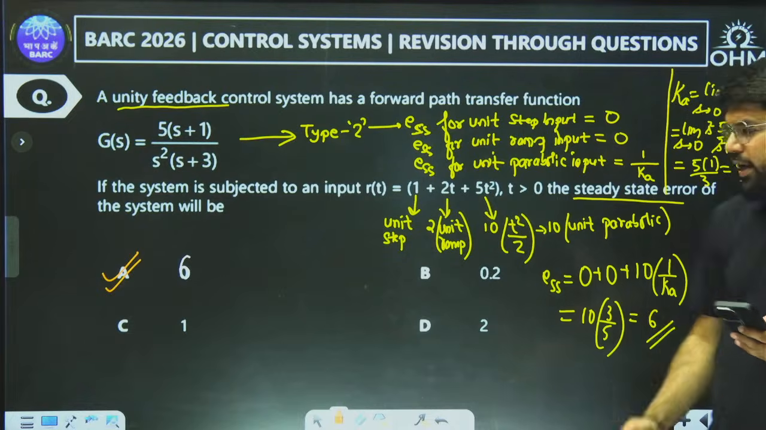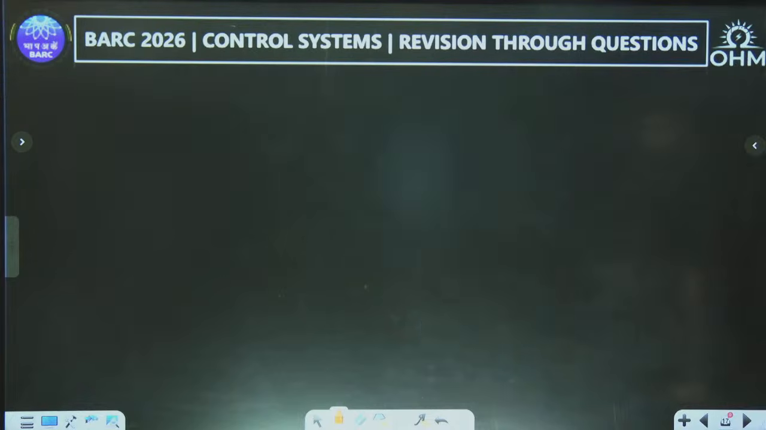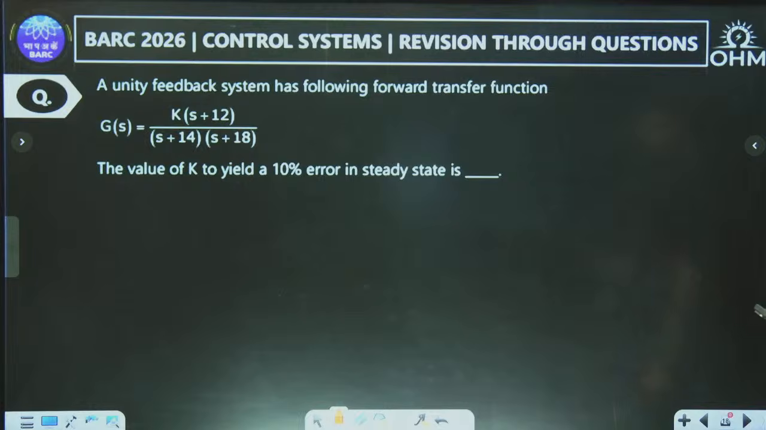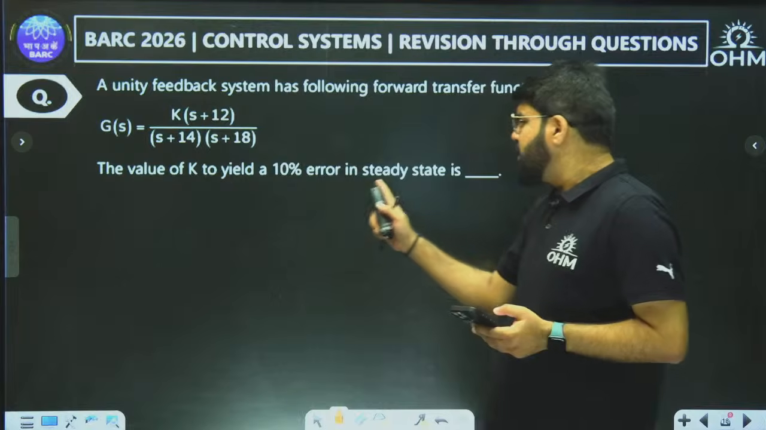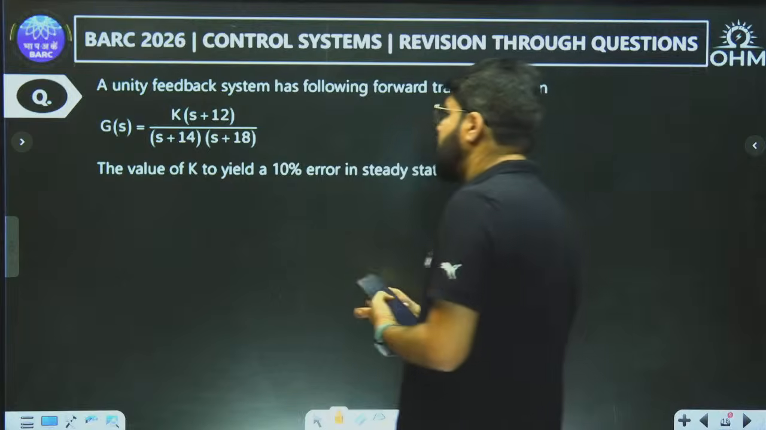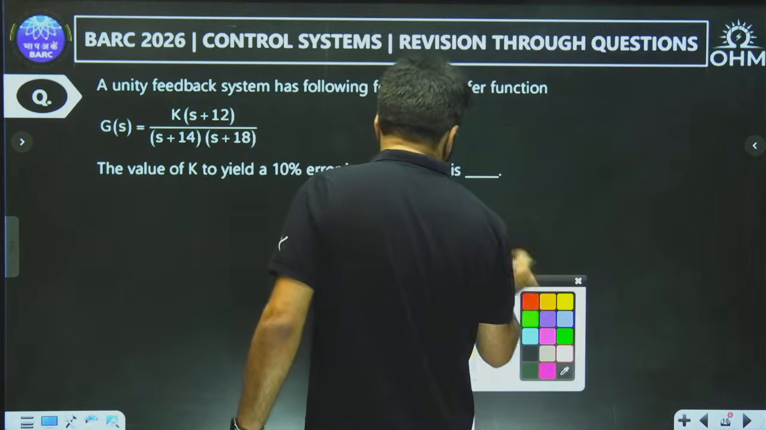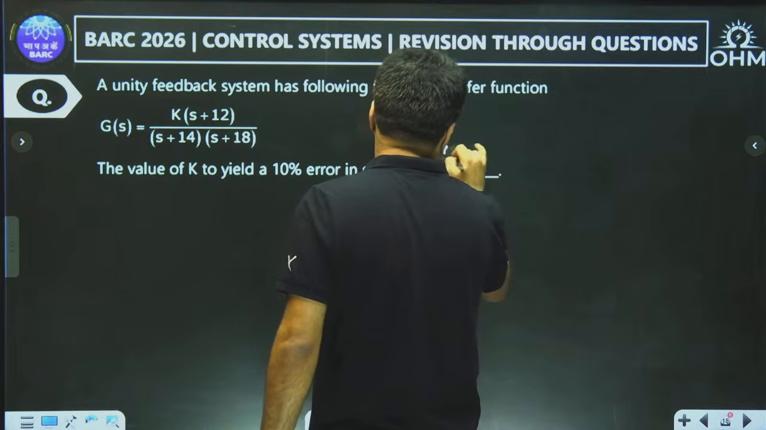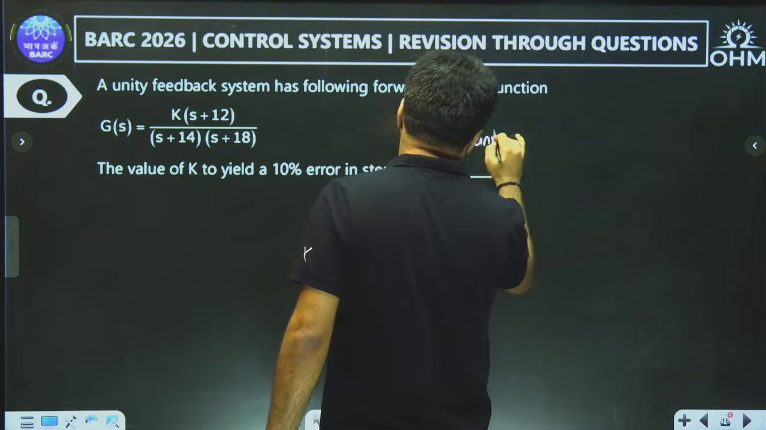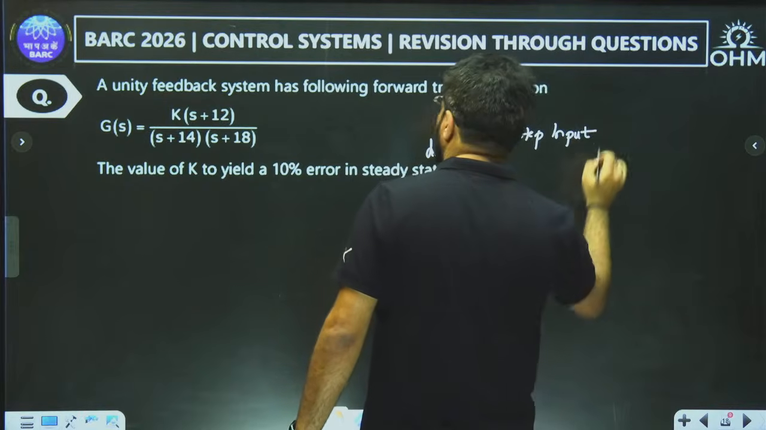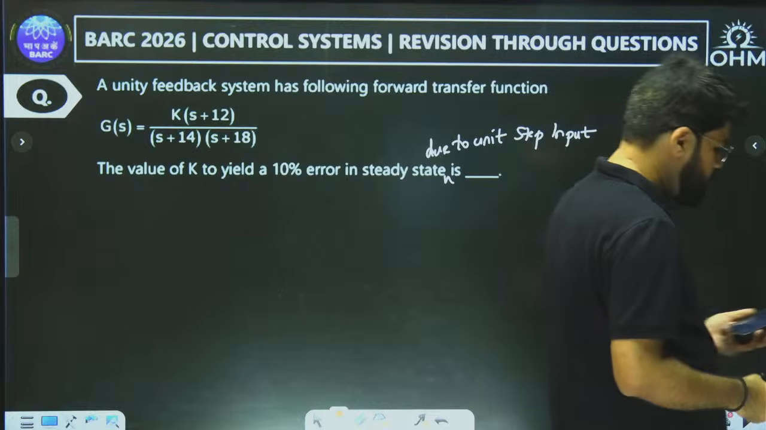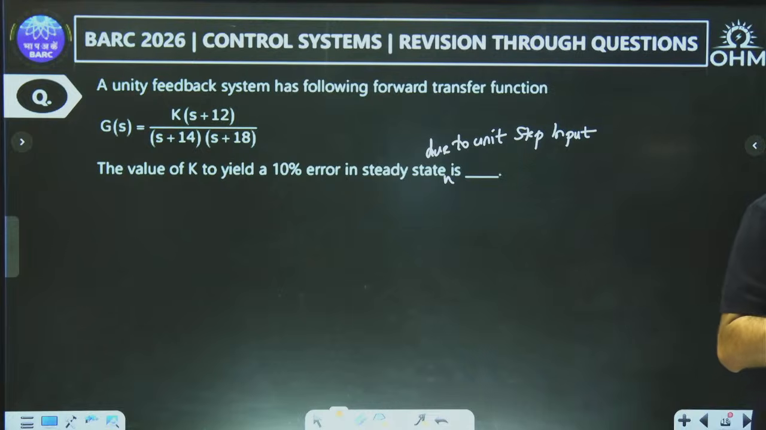Okay, right. Next question. Please have a look at the next question here. A unity feedback system has the forward part transfer function given. Okay, the value of K to yield a 10% error in steady state, due to unit step input. I'll complete the question. Yeah, please complete this.